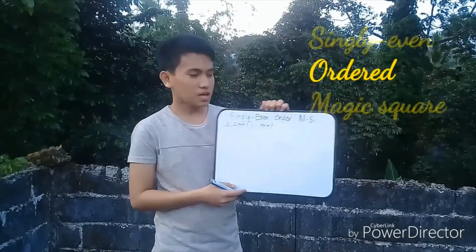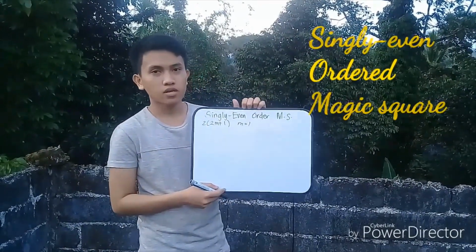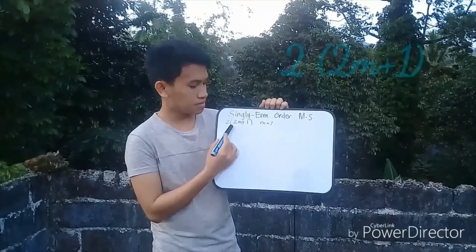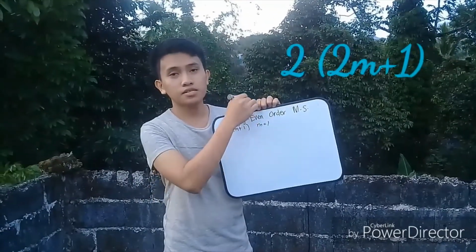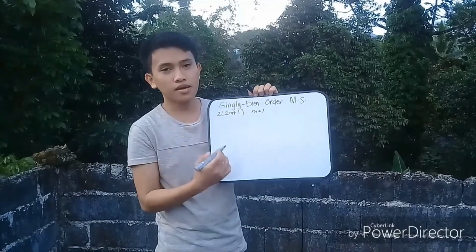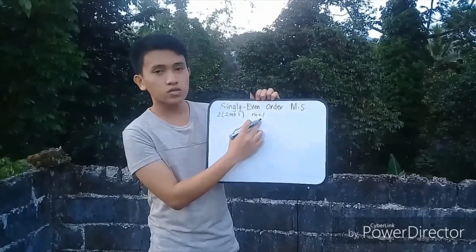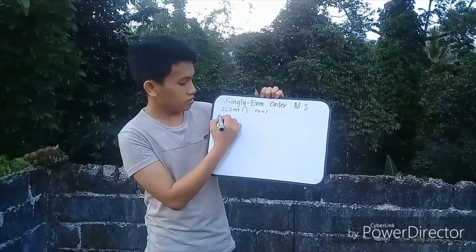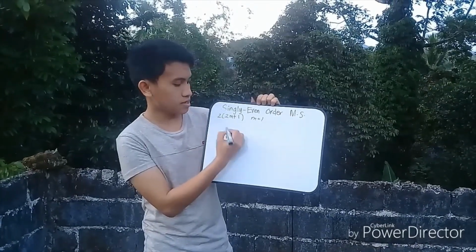So this time, let's talk about the singly even order magic square. Its general formula is 2 times the quantity 2m plus 1, where m is a counting number. So let's assume that m is equal to 1. If we substitute m here, it would result in 6.